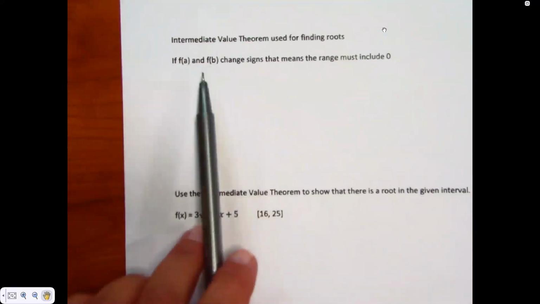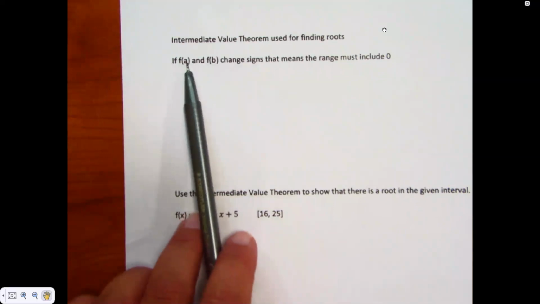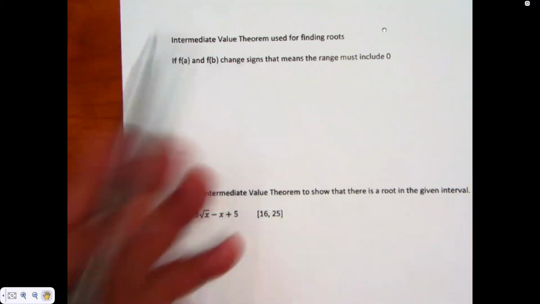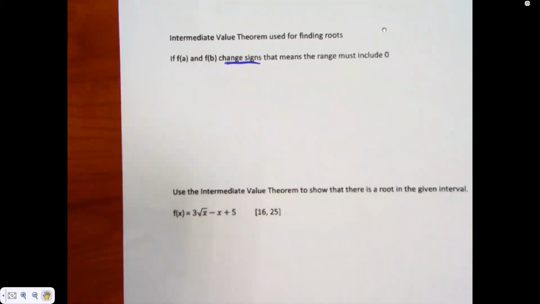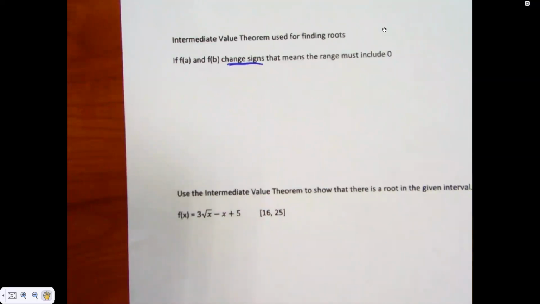But this is where we use it. What happens if f of a and f of b change signs? What happens if one of them was negative and one of them was positive? If it's continuous and I go from a negative to a positive, what number did I have to go through? 0. And that's what we actually care about, that it goes to 0.